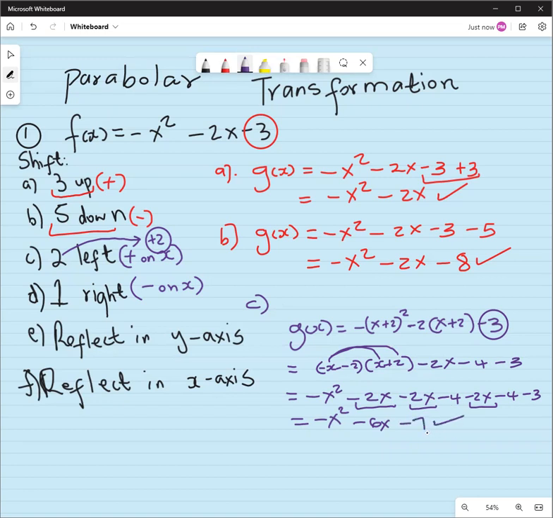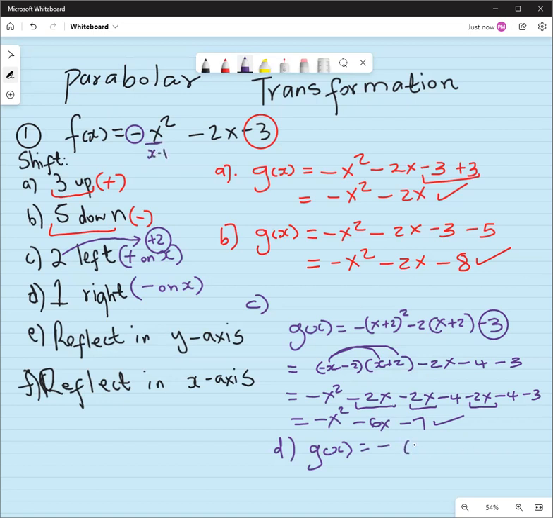So that's your graph moved 2 units to the left. Now let's do 1 unit to the right. I'm not going to FOIL it, I'll just show you how it should look. So g of x. Remember, to the right, you just minus. So you write this negative, which is there. Where there's x, you put x minus 1.